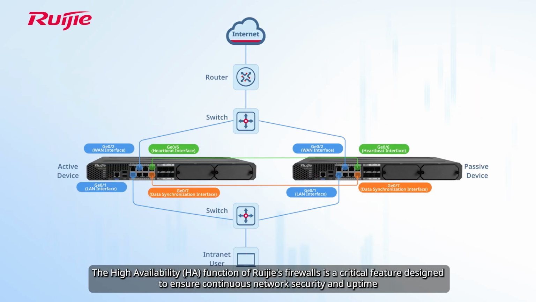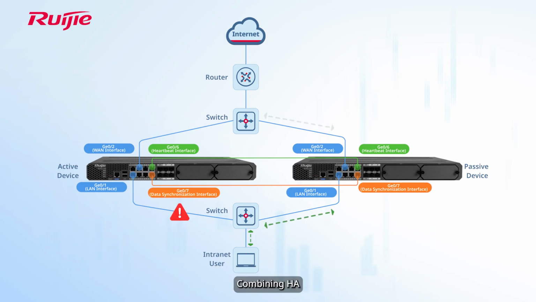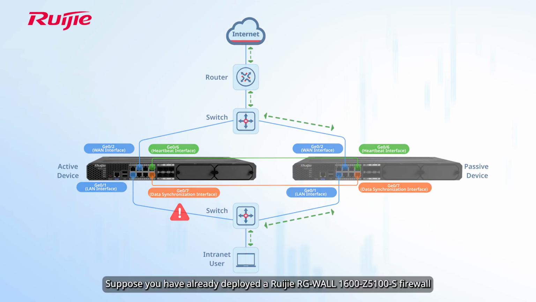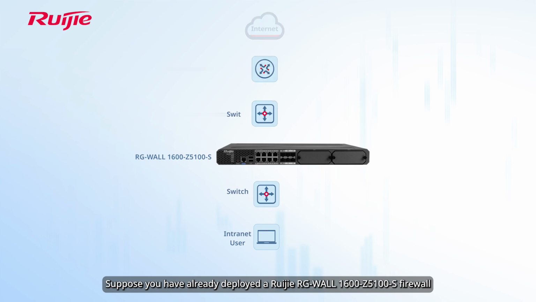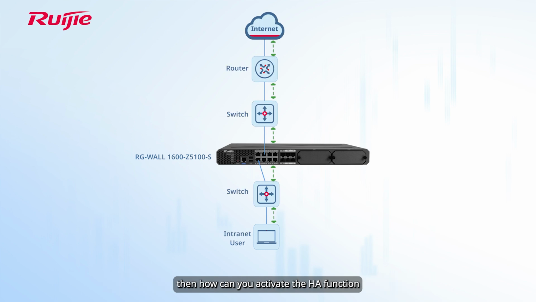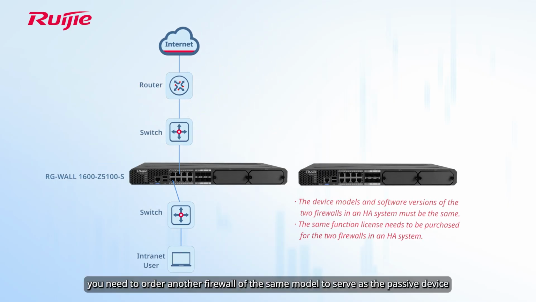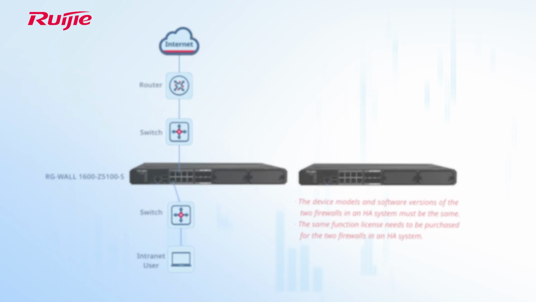The high availability function of Ruijie's firewalls is a critical feature designed to ensure continuous network security and uptime. Combining HA, advanced threat protection, and ease of management, Z-S series firewalls apply to various business scenarios, from small and medium enterprises to large corporations. Suppose you have already deployed a Ruijie Firewall Z5100S, then how can you activate the HA function? First, you need to order another firewall of the same model to serve as the passive device.